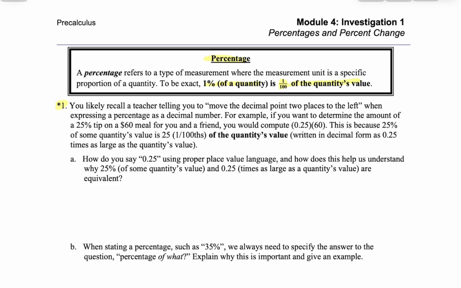So you might want to highlight this little piece of information up here at the top. Basically it says a percentage refers to a type of measurement where the measurement unit is a specific proportion of a quantity. To be exact, 1% is 1/100th of a quantity's value. So when you think of a percentage, every percentage is 1/100th. You want to get in the habit of thinking that way about percentages.